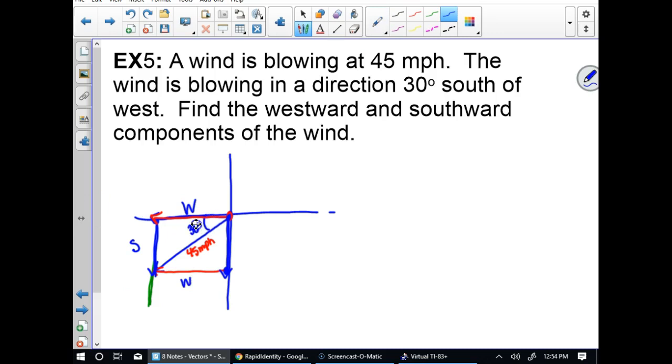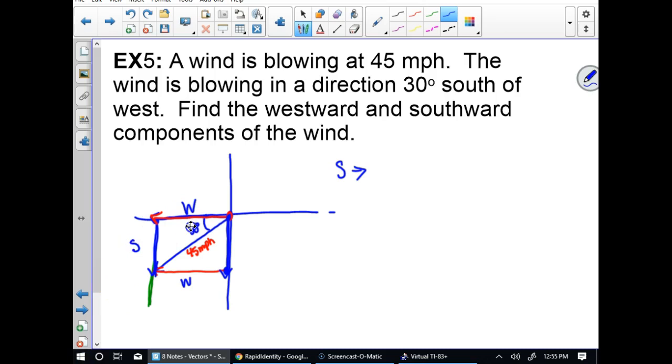Alright, so I know that this side is S, this side is W. I can't use tangent here, because if I use tangent, I've got south and west, and I don't know either one of those. So I know this side right here. I know 45. Alright, so let's say we're looking for south first. Okay?